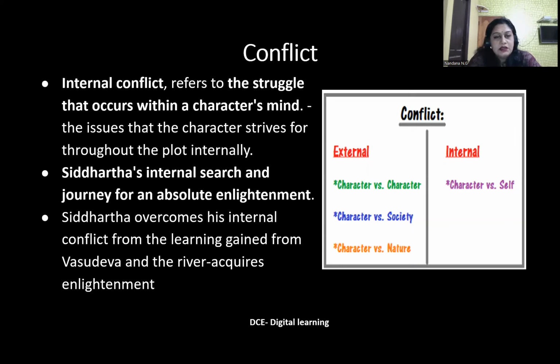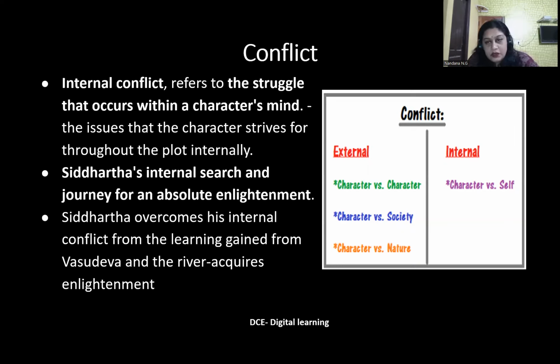Siddhartha's internal search and journey for absolute enlightenment. This is the most important pivotal internal conflict that occurs throughout the novel. Siddhartha overcomes his internal conflict from the learning gained from Vasudeva and the river, and at last is able to acquire enlightenment.